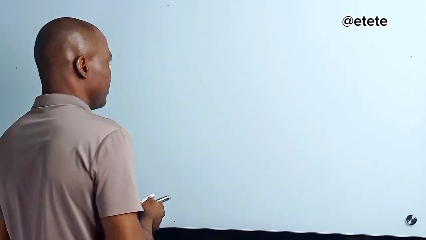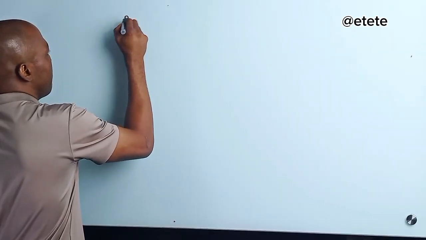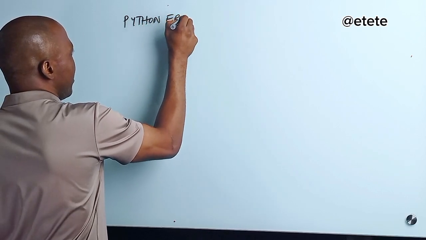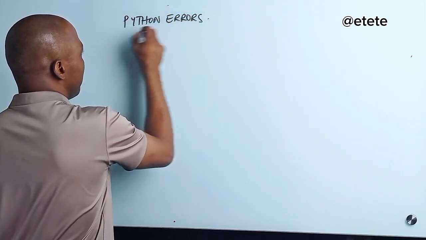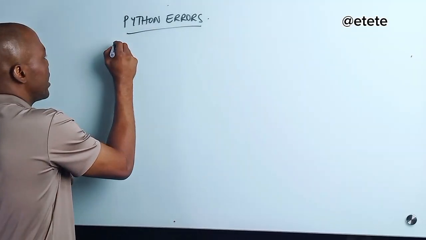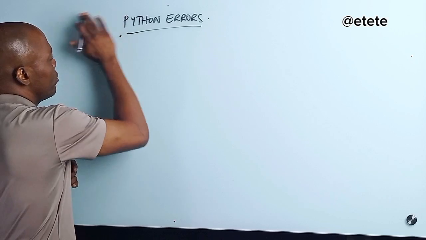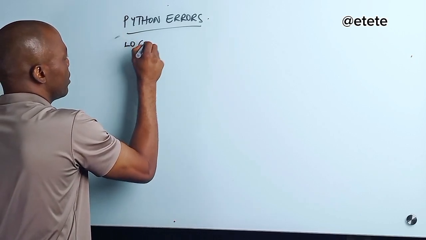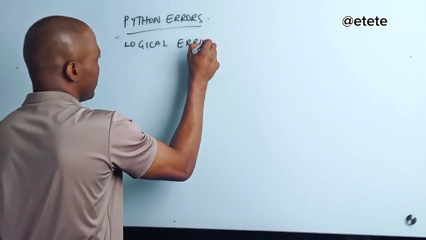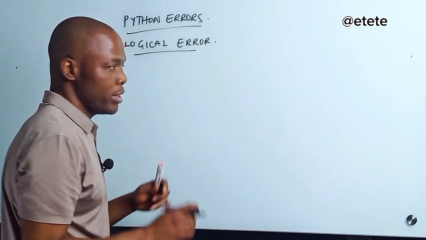In today's class, we are still looking at Python errors, but I'm going to look at the second error, which is what? Logical error. So without wasting much time, let's get right in. So we are still on what? Python errors, right? So in the last class, we did the syntax error. Now, today's class, we are going to look at logical error, right? This is what we are going to treat in this class.